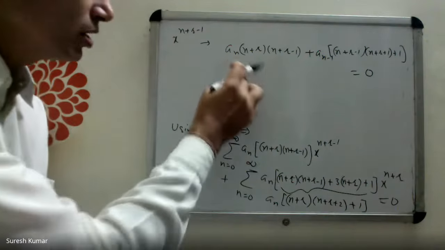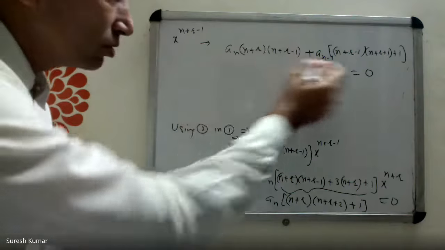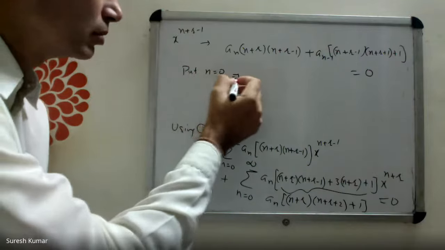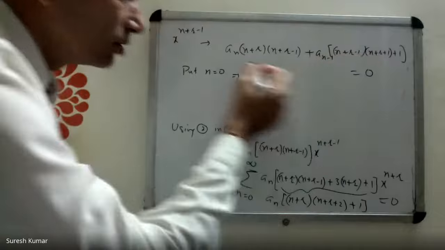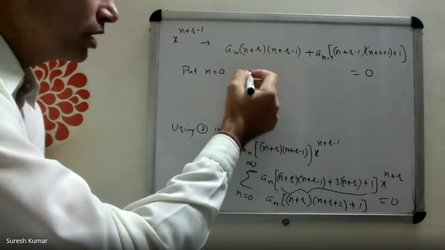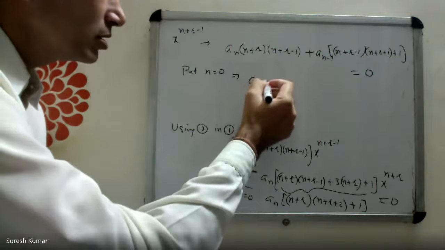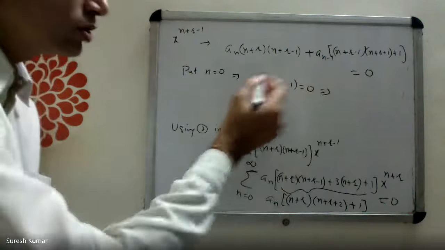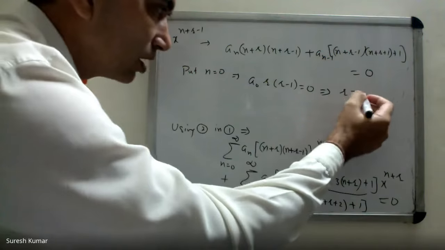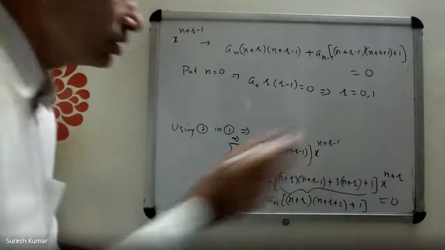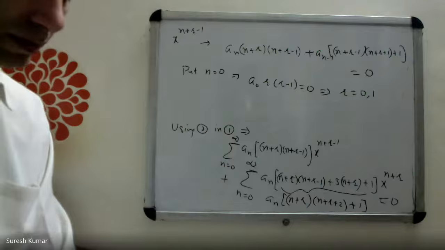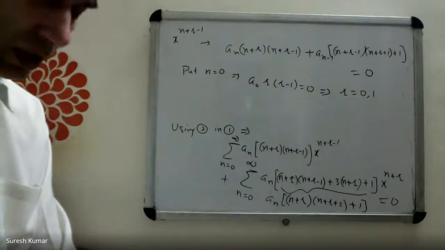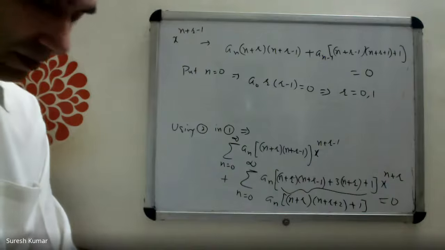Okay, for initial equation, what do you need to do? Put n equal to 0. In that case, you need not consider this term. What do you have for n equal to 0? A naught times r into r minus 1 equal to 0. A naught cannot be 0. That means r is either 0 or 1. So these are the roots of the initial equation.